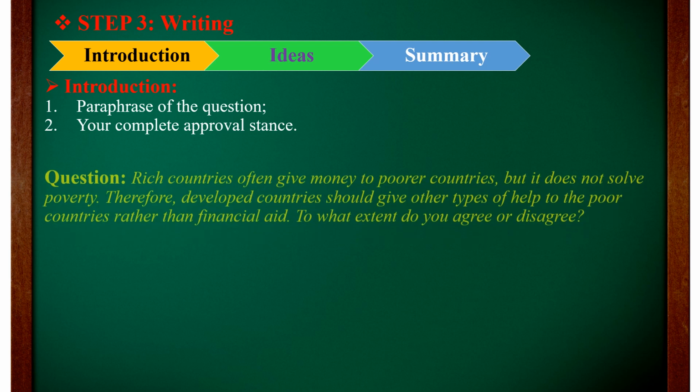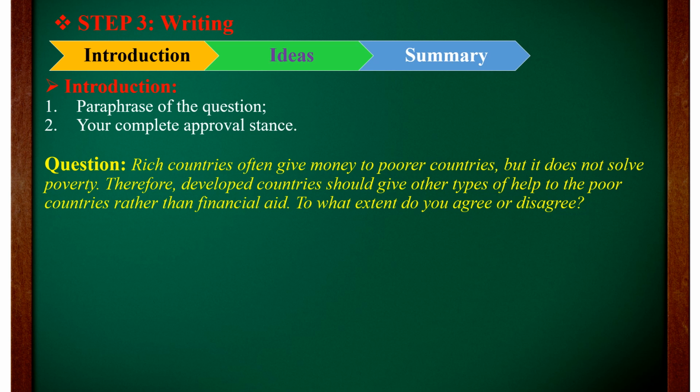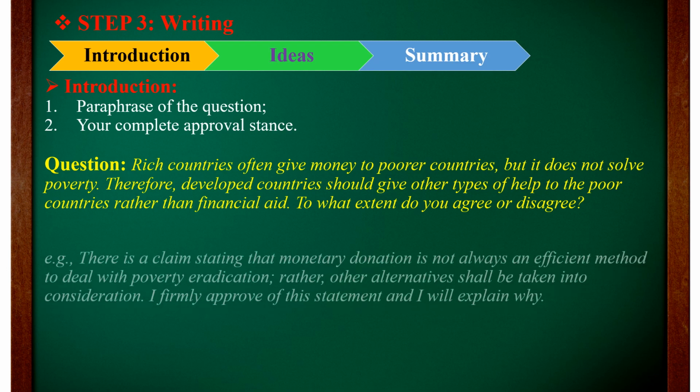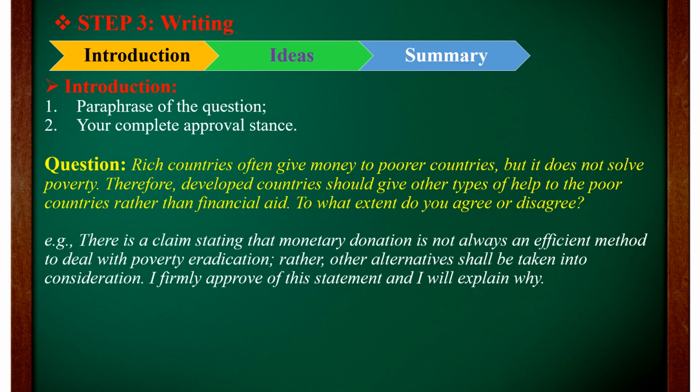The question is, rich countries often give money to poorer countries, but it does not solve poverty. Therefore, developed countries should give other types of help to the poor countries rather than financial aid. To what extent do you agree or disagree? So how did I write the introduction? I wrote my introduction as: there is a claim stating that monetary donation is not always an efficient method to deal with poverty eradication. Rather, other alternatives shall be taken into consideration. I firmly approve of this statement and I will explain why.